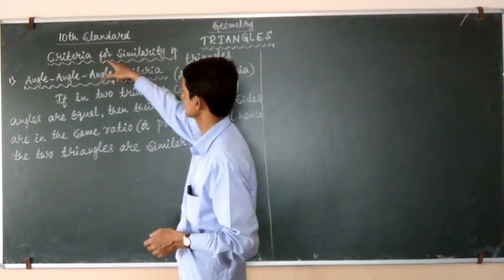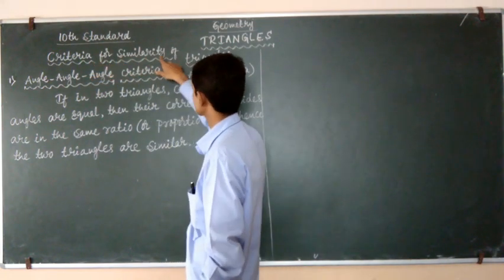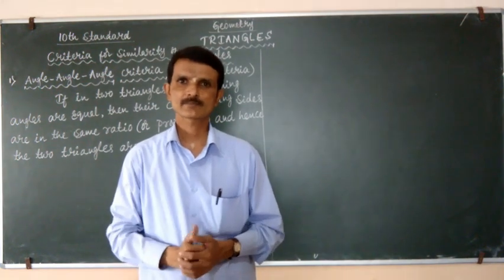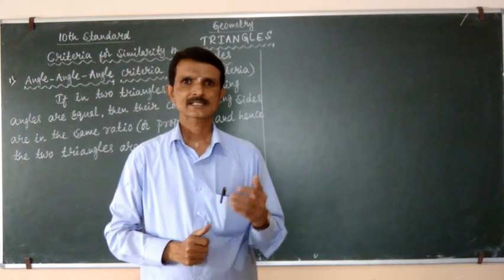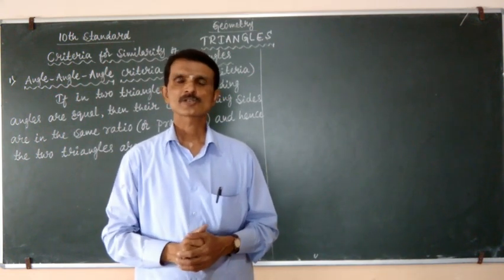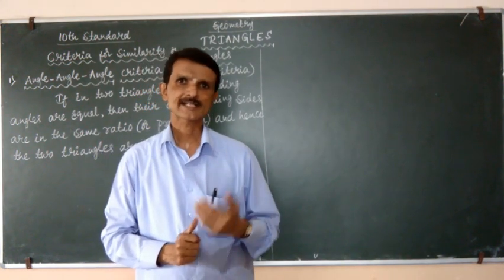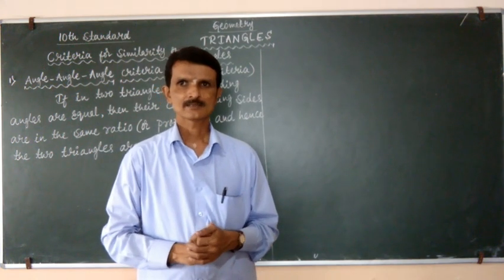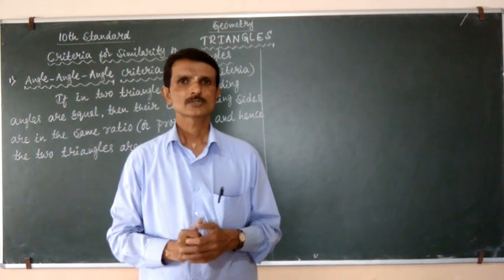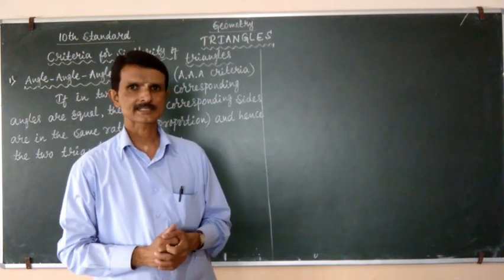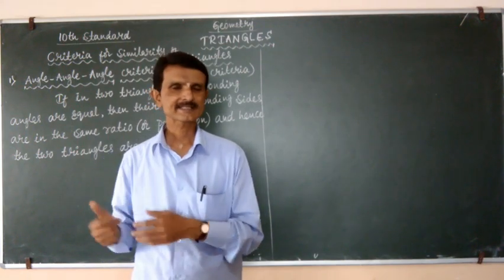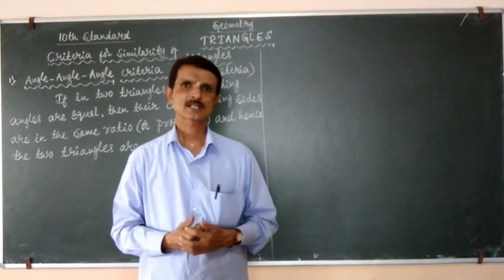Therefore, now we shall study criteria for similarity of triangles. Students, you are already familiar with the axioms from the previous classes: the SAS axiom, ASA axiom, and RHS axiom, which are used to show that two triangles are congruent. Similarly, here we are going to use different criteria to show the two triangles are similar.